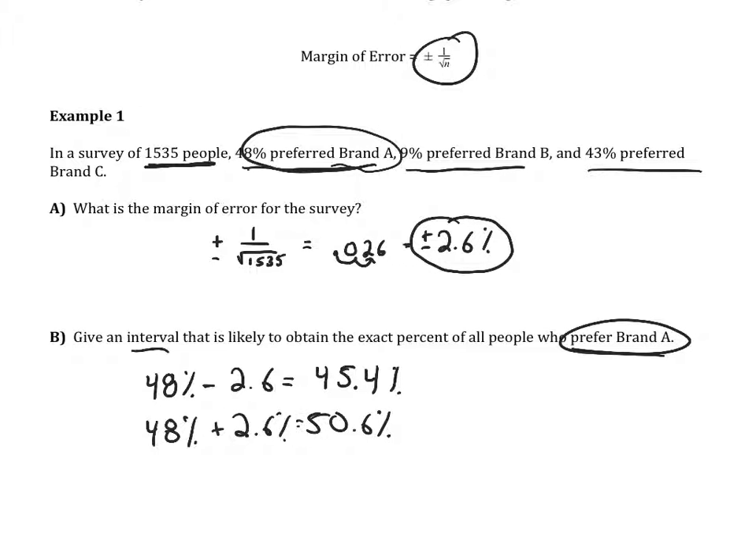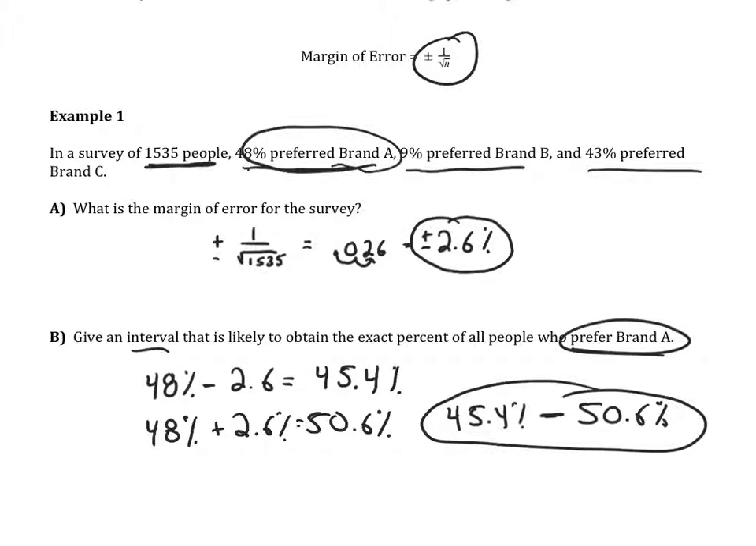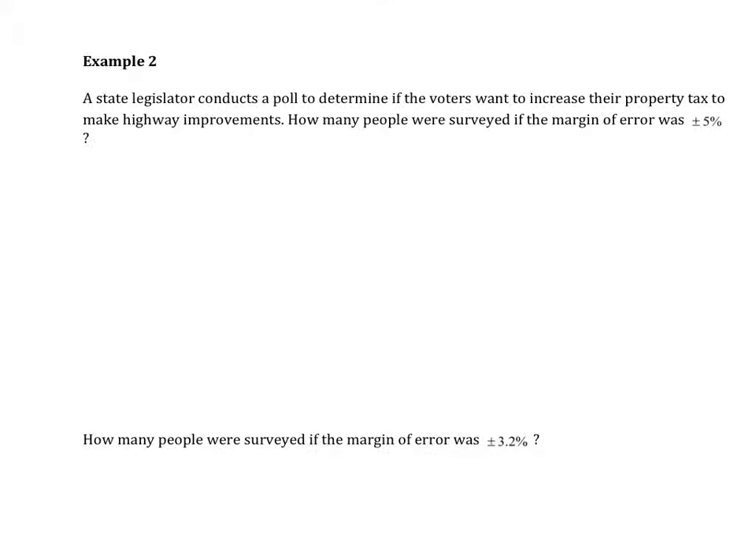So once we have these two answers, we will just show the range. So our range would be 45.4% through 50.6%. So that is our, after the margin of error is taken into account, that's what our survey results would be. Okay, on the back side of the notes, now we're kind of working backwards.